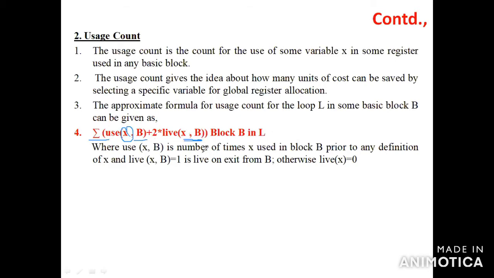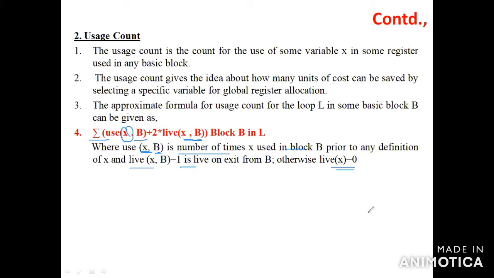Where use of x comma b is the number of times x is used. For each basic block, x is a variable, and this is the number of times the variable is used for the particular block. Live of x comma b is 1 means the variable is live for the given basic block. Live of x comma b equal to 0 means the variable is not live in the given basic block.